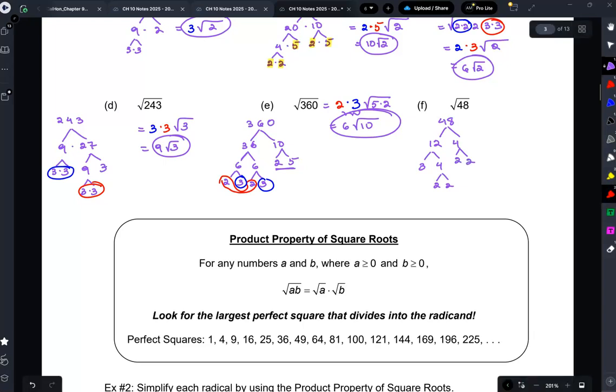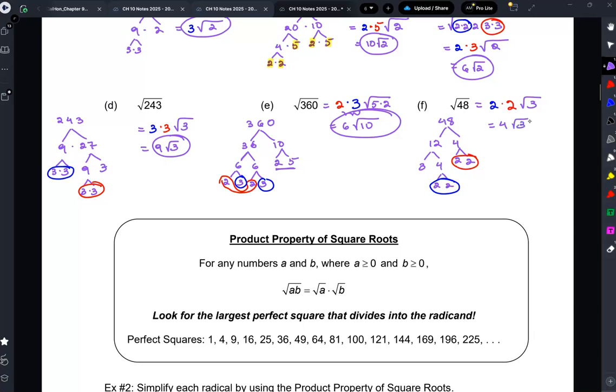So now look up here for a minute. When I'm pairing them up, am I allowed to take this 2? Yes. Am I allowed to take this 4? No. Okay? So here we go. So I have a pair of 2s here that come out, a pair of 2s here that come out. What stays in? A 3. So I get 4 root 3.